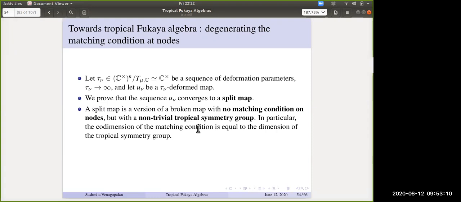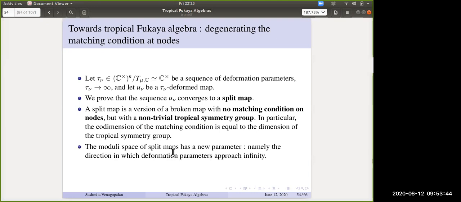This new object that we will obtain will not have any matching conditions on nodes, which means that we are gaining some dimension. But what also happens is that this object acquires some extra tropical symmetry, and in particular, the codimension of the matching condition is equal to the dimension of the tropical symmetry group. I'll do an example right after this. I'm just setting this up and telling you what to expect.